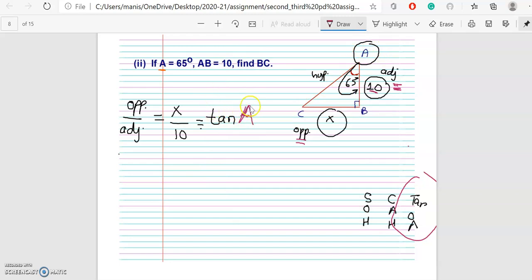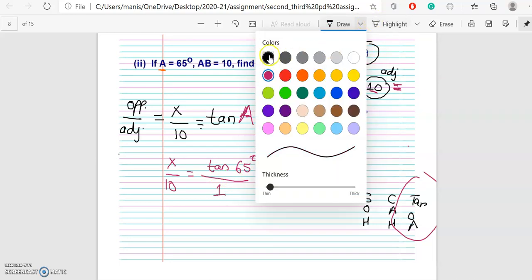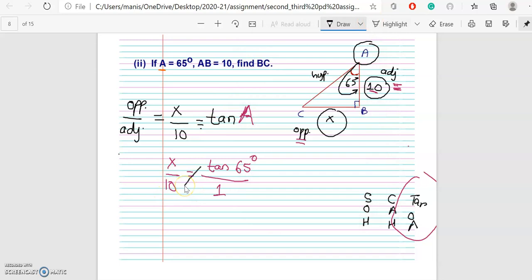Okay. And I will substitute, when I bring down this over here, it will be x over 10 is equal to tangent A. Tangent A, the value is 65 degree over 1. Now this is a proportion. How do you solve a proportion? You cross multiply. So one time x will give you x, and this will be yours what? 10 times tangent 65 degree.